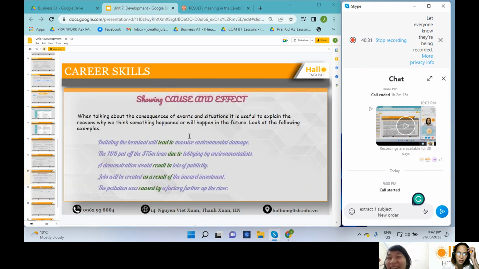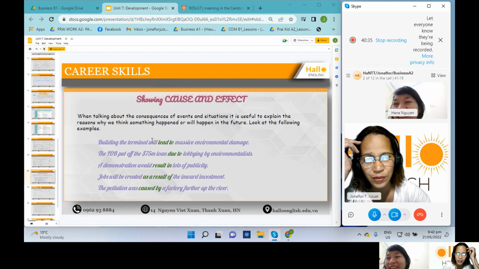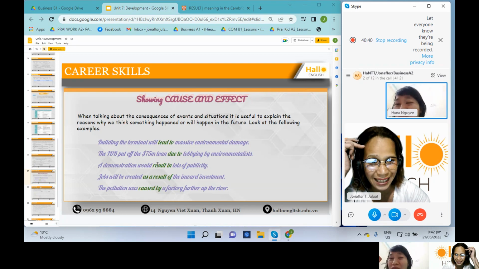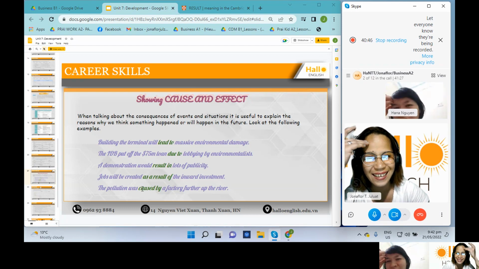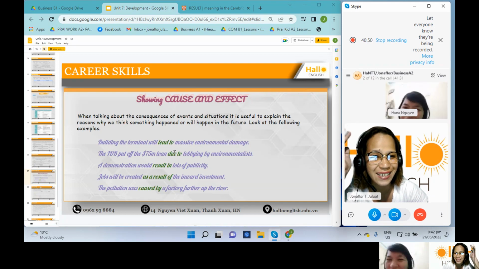The phrases mean, for example, in this slide, the phrases are lead to, due to, result in, as a result of, caused by. So these are some phrases you will use for cause and effect.